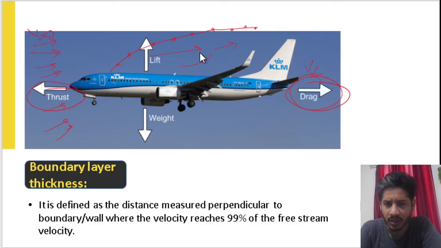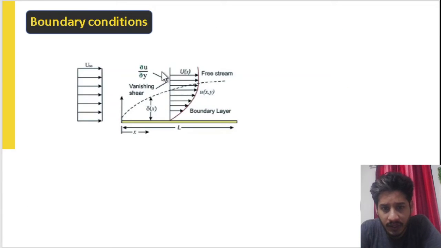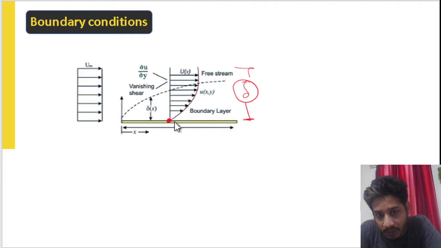One more thing. What is boundary layer thickness? I already told you. This is basically up to this point. This is the tail. This is the boundary layer thickness. It is the distance measured perpendicular to the boundary, where the velocity reaches the free stream velocity.